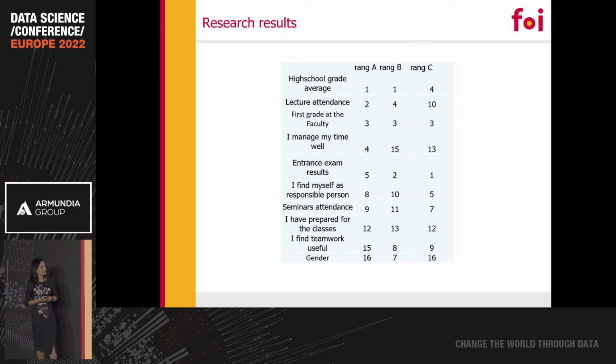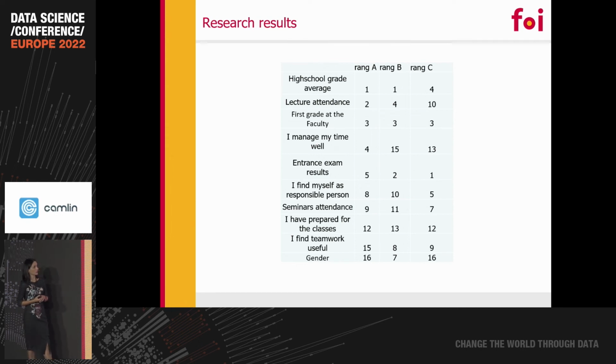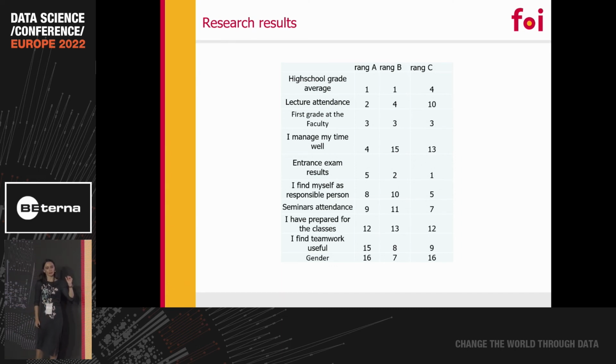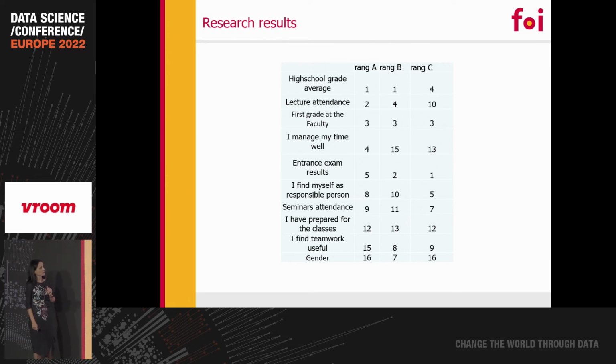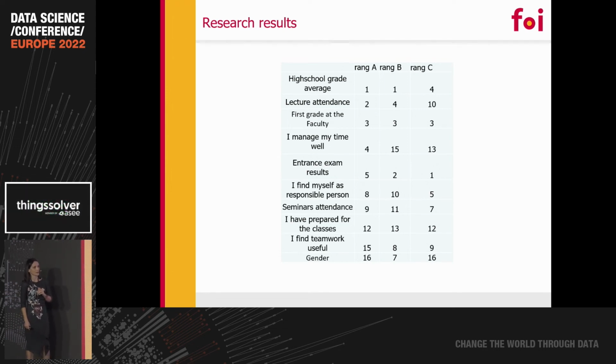Here are the results of the sensitivity analysis, which was performed on the developed predictive models. And here you can see the ranks of predictors for the three generations of students. In Generation A and Generation B, high school grade average proved to be the best predictor of students' success at the faculty. And in Generation C, the entrance exam result was the best predictor of student success.